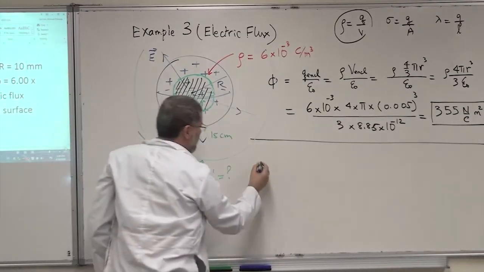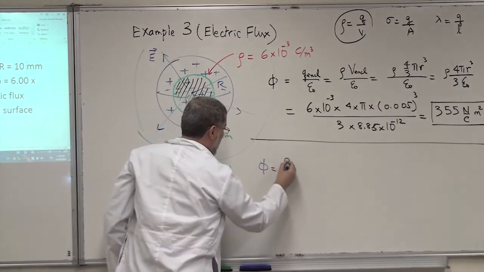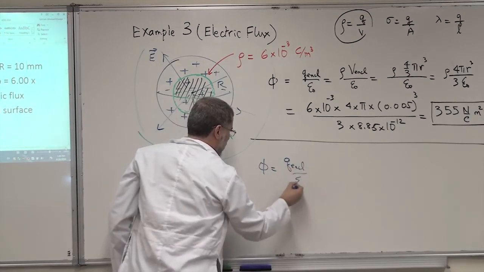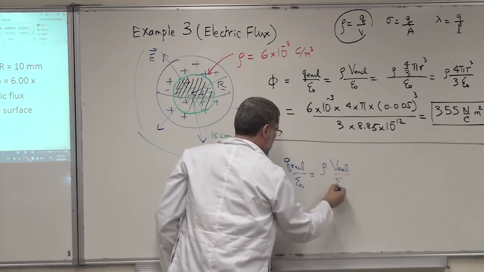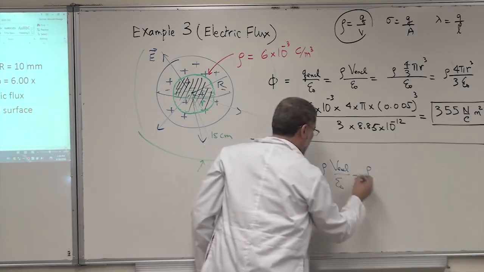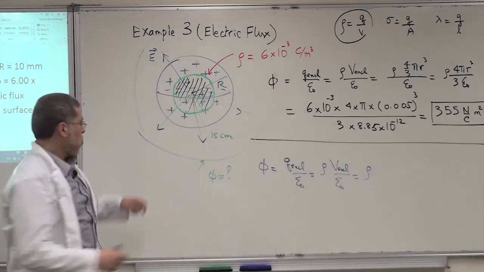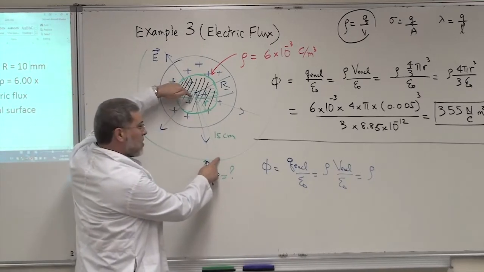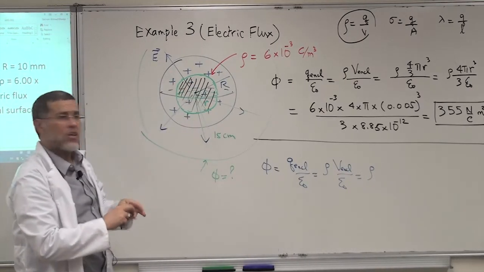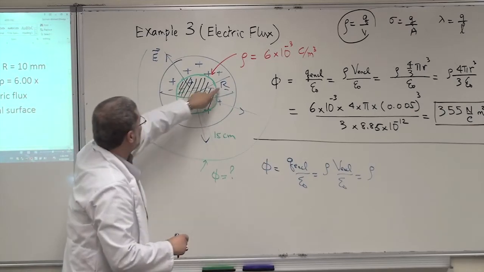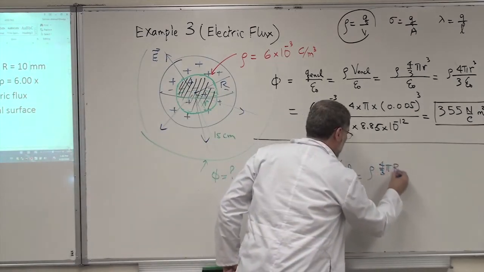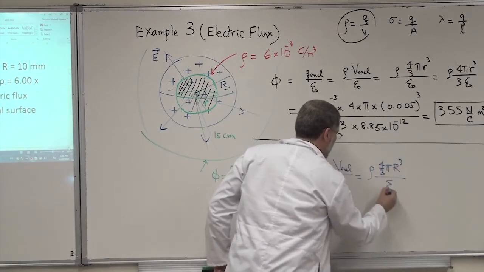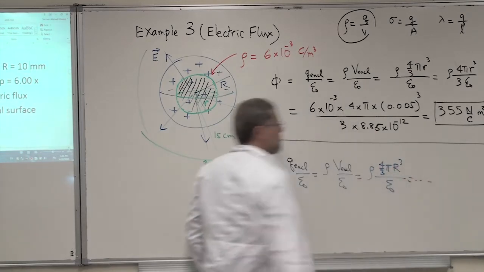So here the flux will again be Q enclosed over epsilon 0, rho times V enclosed over epsilon 0. What is the volume enclosed where there is a charge? Do you take this radius here, 15 centimeters? No, you take the radius where the charge is, which is the capital R, the radius of the charged sphere. So here you take R cubed over epsilon 0, and then you continue from there, my son.